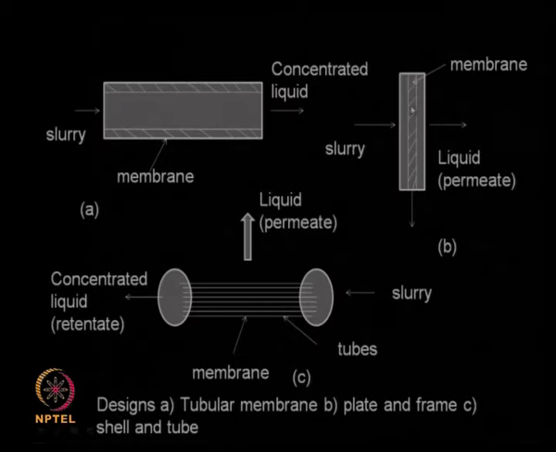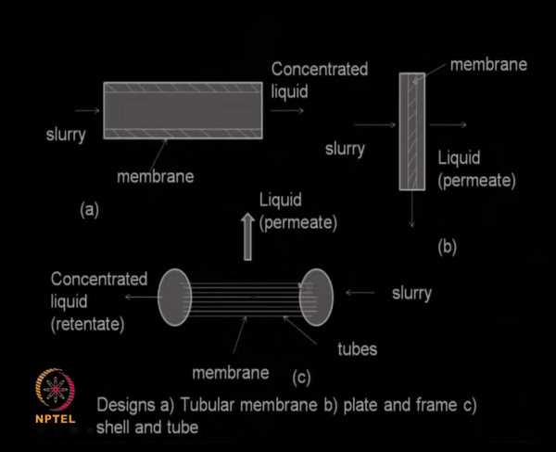If I want to replace the membrane, I will just remove these frames, I will remove this sheet of membrane, I will put another sheet of membrane. So the job is quite simple. So increasing the surface area, I will put many plates and frames, that is how I increase the surface area of the membrane process. The third design is like a shell and tube.